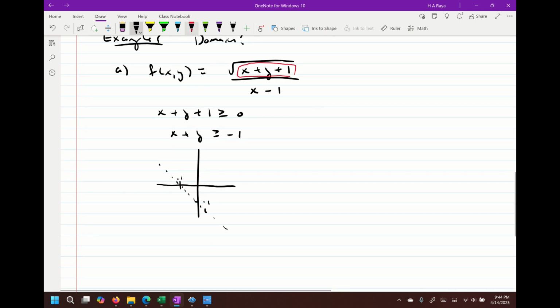So because you have this equal sign down here, you will be using these points down there. And now you have to ask yourself whether you will be including the points below that line or the points above that line.